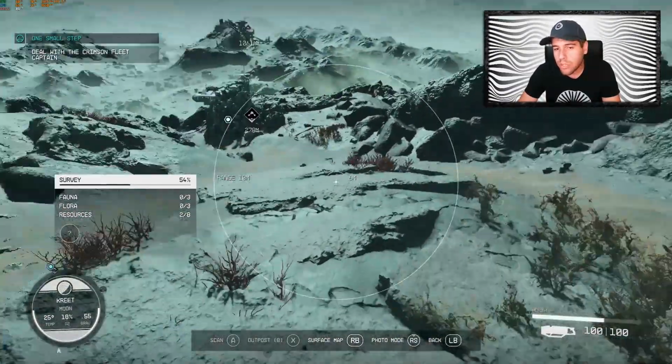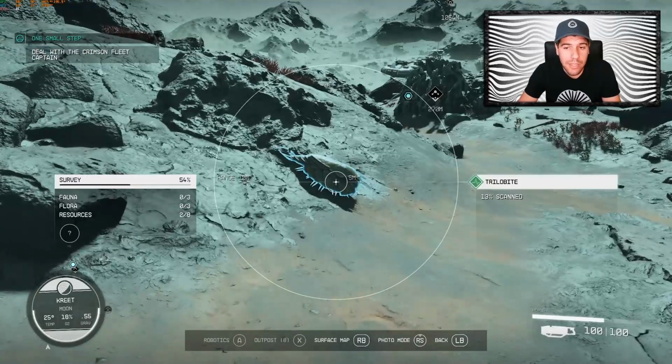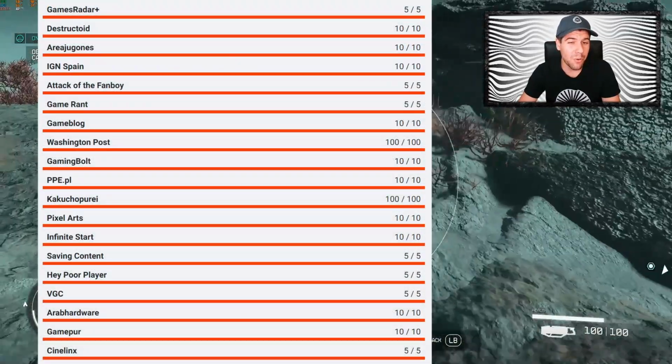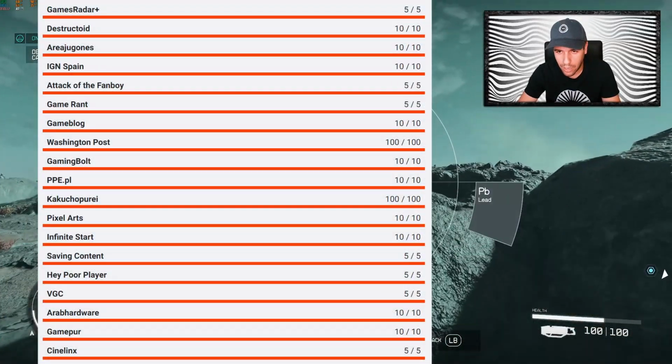Here's a couple more interesting facts about this data. There are 19 review outlets that gave Starfield a perfect score, and here's a list of those outlets.